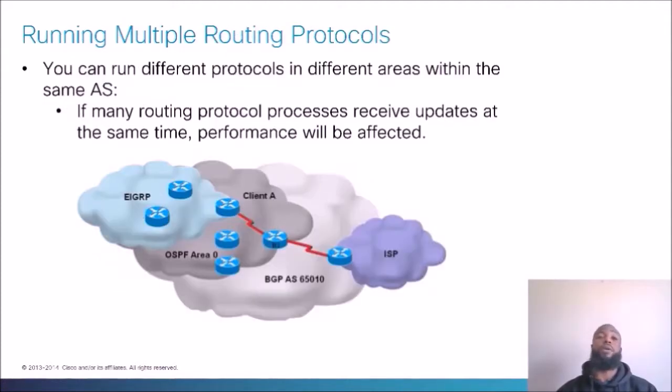Running multiple routing protocols. You can run different protocols in different areas within the same AS. If many routing protocol processes receive updates at the same time, performance will be affected. You look at these multicolored clouds right here. You've got EIGRP, OSPF, BGP. You've got somebody with a network that has all kinds of routing protocols going on, and they calculate routes differently. This can diminish your network performance by having to calculate different routes. Filtering can help reduce this problem.